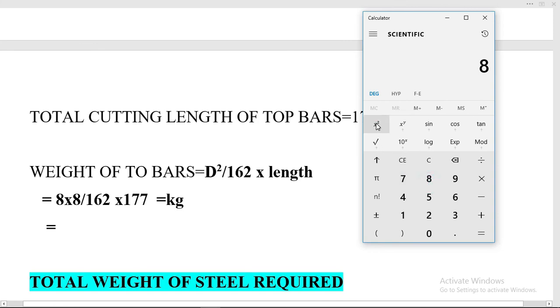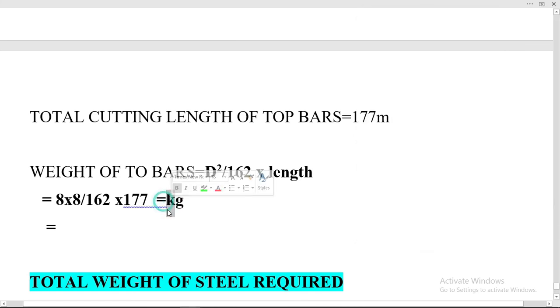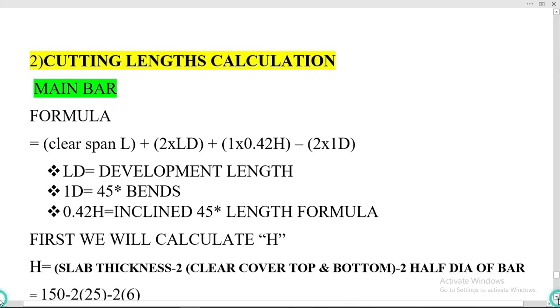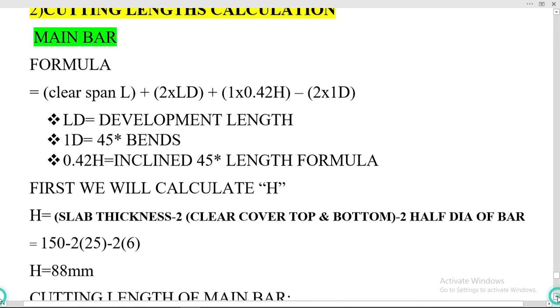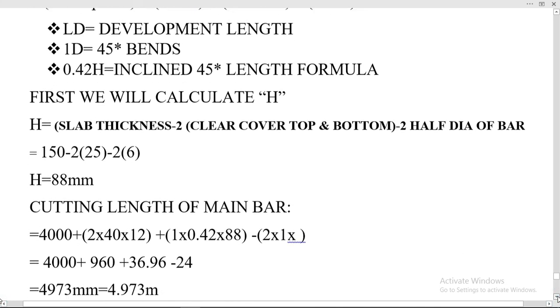So 8 square divided by 162 into 177 gives 69.92, which means 70 kg. Let me take it as 70 kg. 70 kg is the weight of top extra bars required. Now we will finally calculate the total weight of the steel required for all bars.